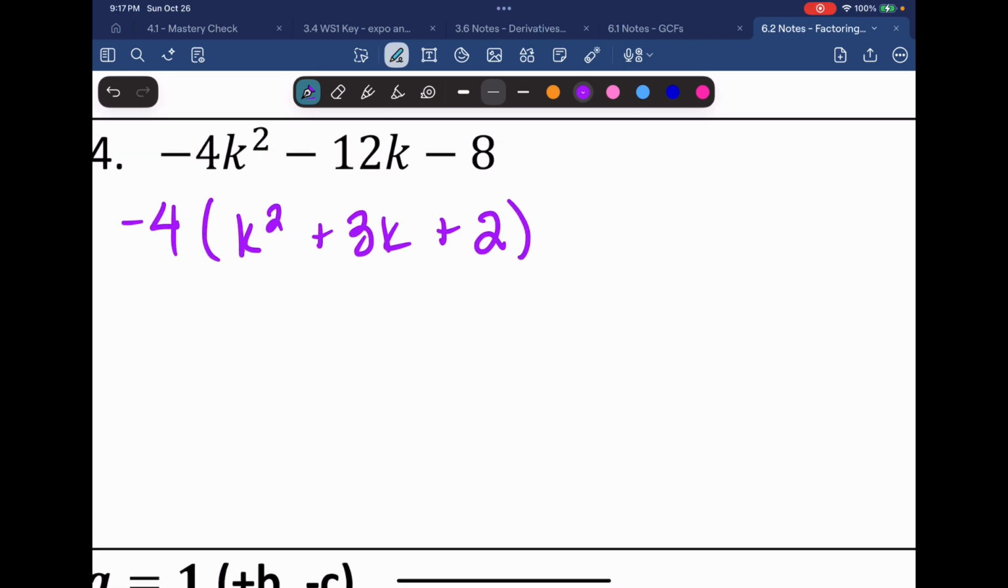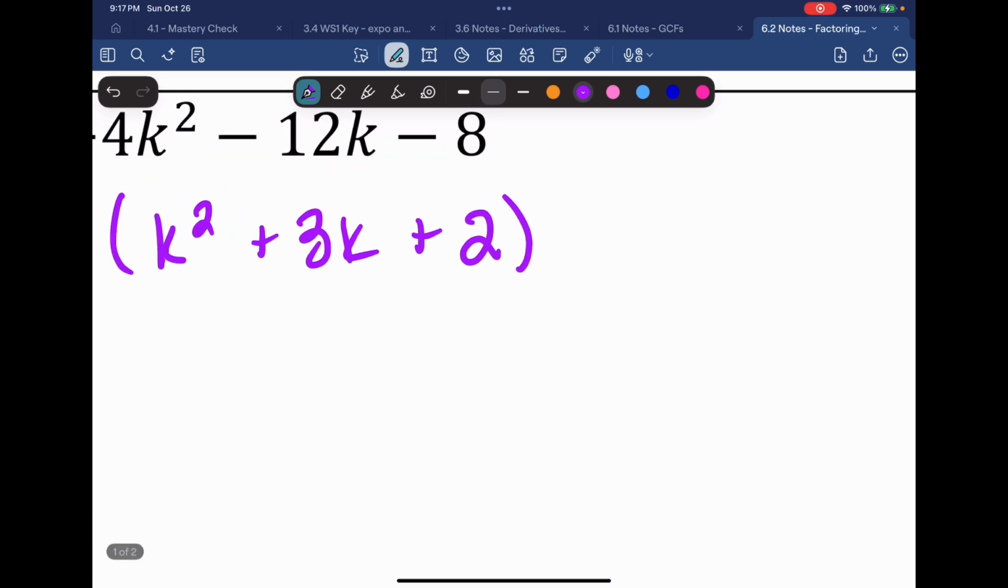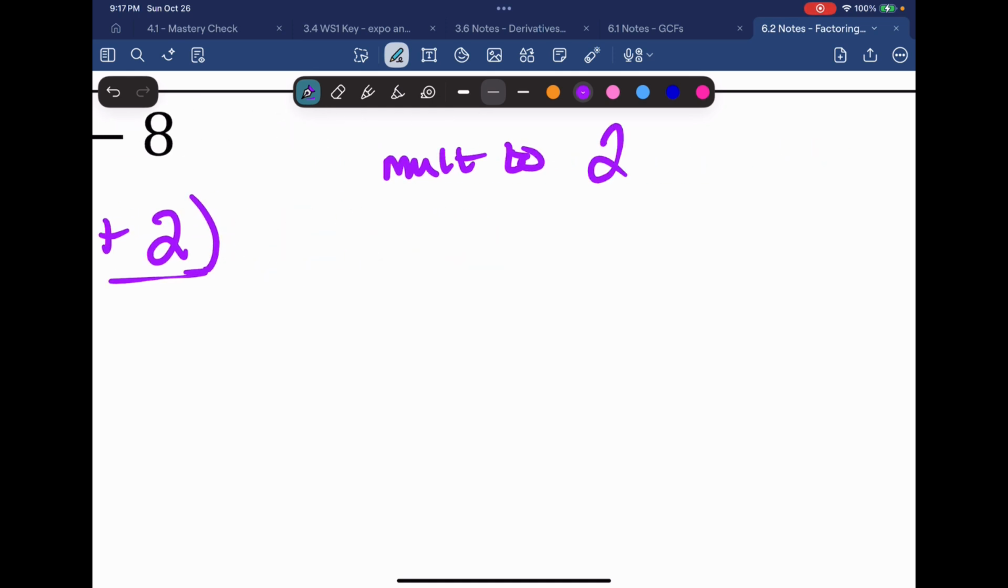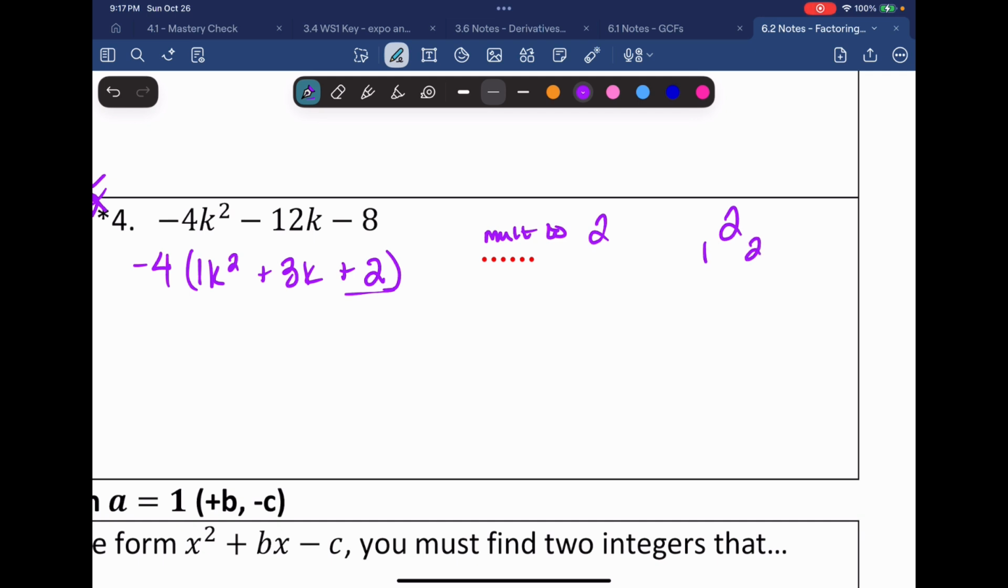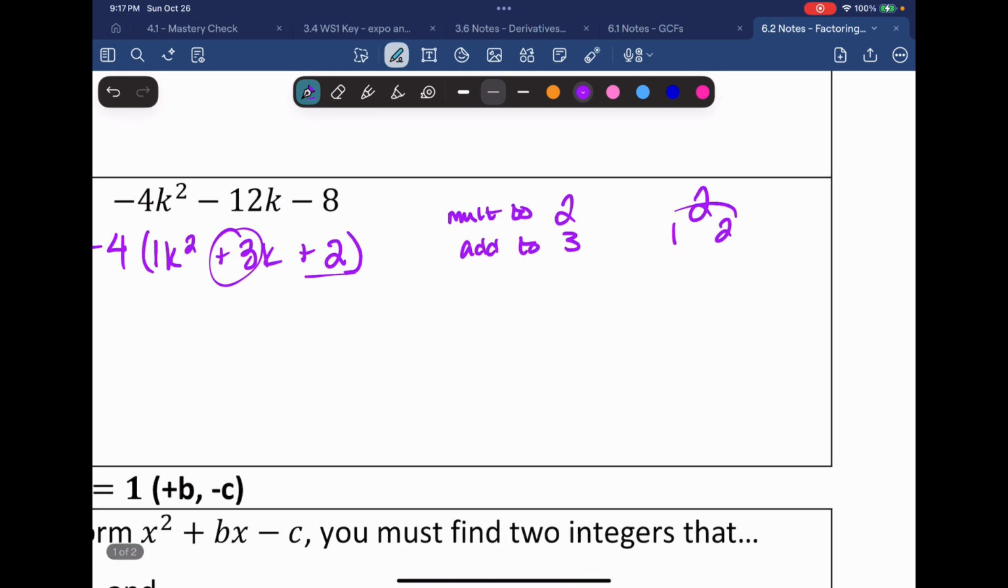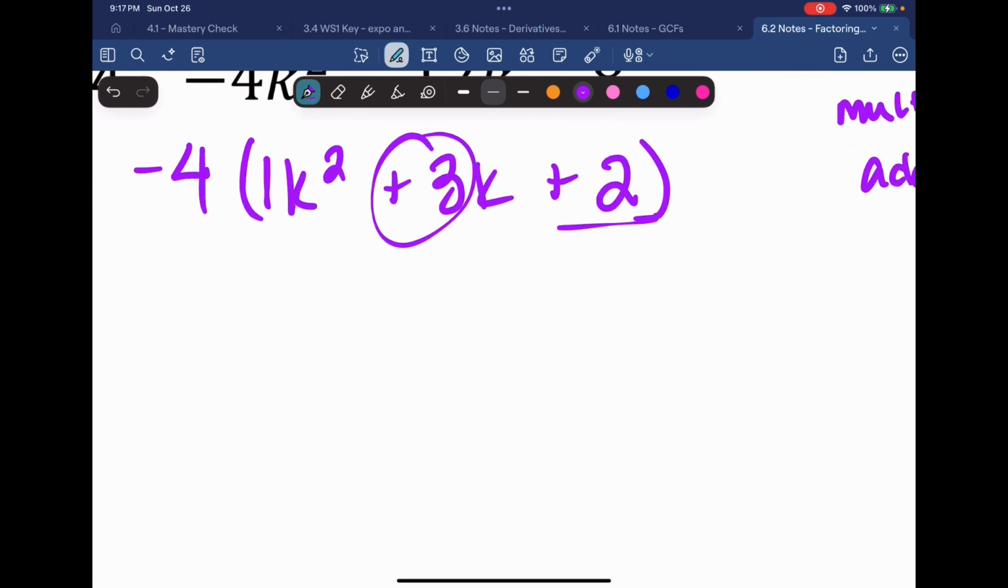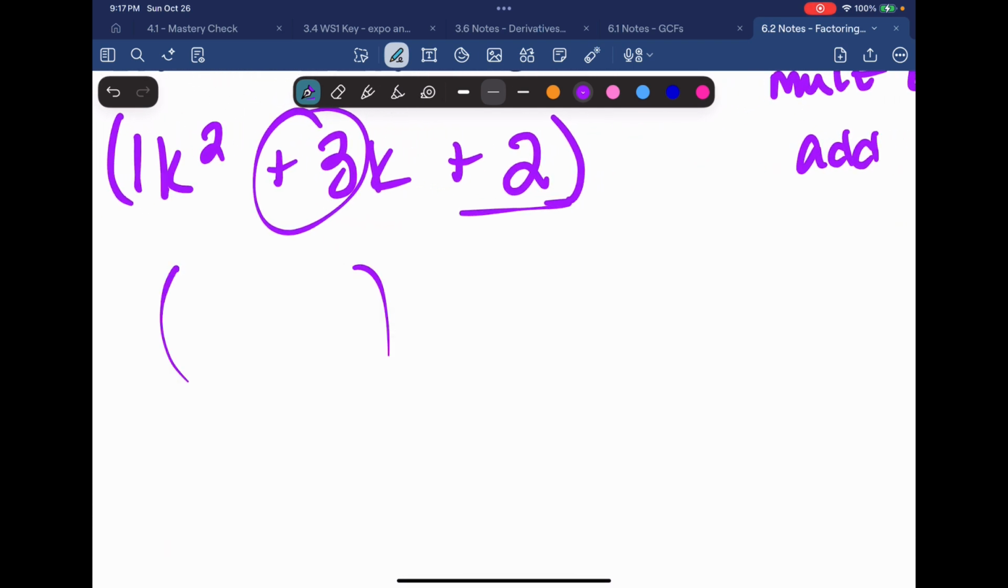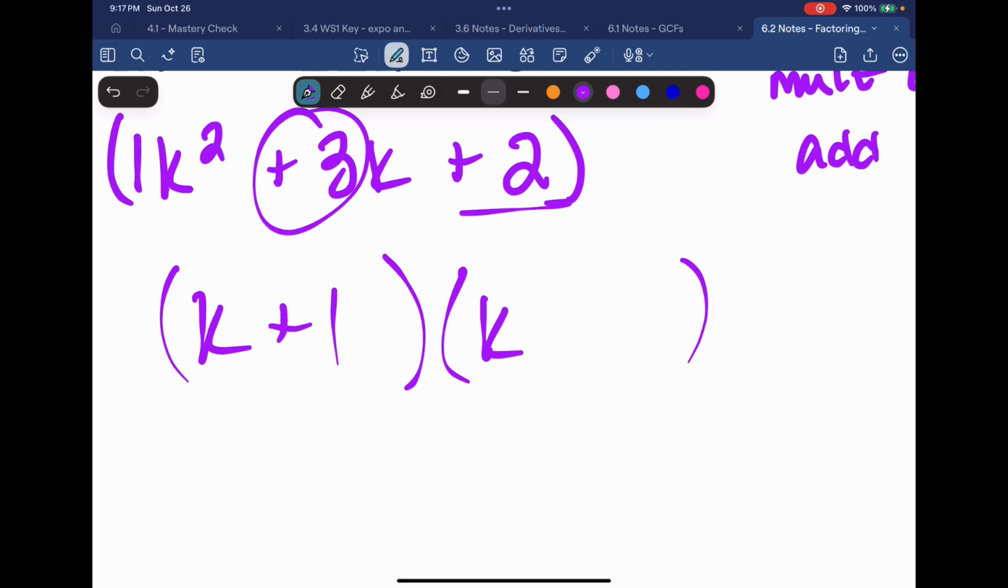All right, now I'm only going to look at the inside. I'm going to kind of cover up that negative 4 for now. Now, as I look on the inside, its leading coefficient is in fact a 1. So I want factor pairs that multiply to C. There's only one factor pair. Has to add to 3. Does 1 plus 2 add to 3? Yes. Okay, so factor pairs. So k times k. And then our factor pairs were positive 1, positive 2.